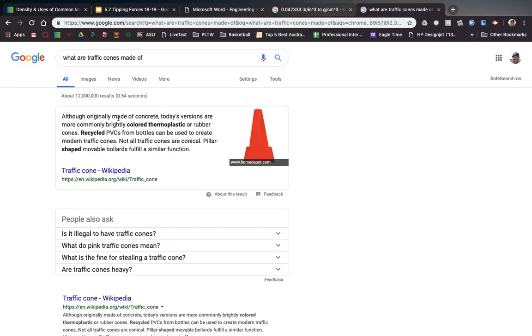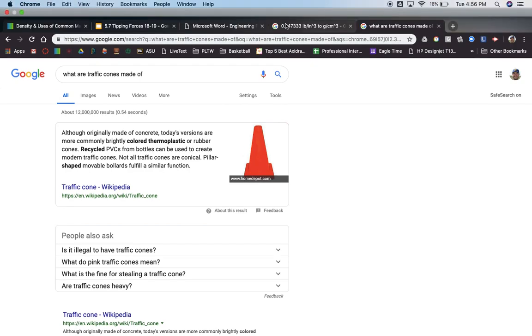How about that? Originally made of concrete, today's versions are more brightly colored thermoplastic or rubber cones. Thermoplastic is called TPR or rubber. Recycled PVC from bottles can be used. Oh man, you know what? This would be a great answer.